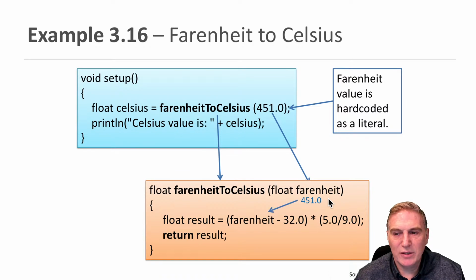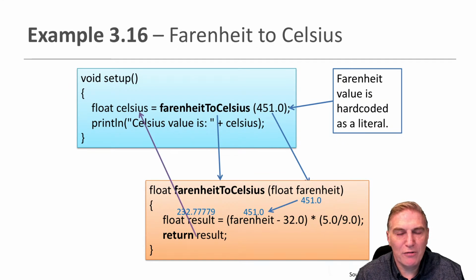That 451 for Fahrenheit is used anywhere where Fahrenheit is used inside the method. So if we substitute 451 for the word Fahrenheit here, we get 451 minus 32 multiplied by 5/9. So if you do that calculation, it works out to be 232.7779.